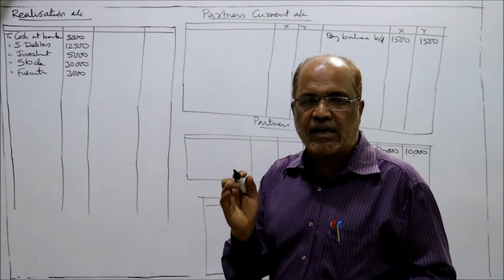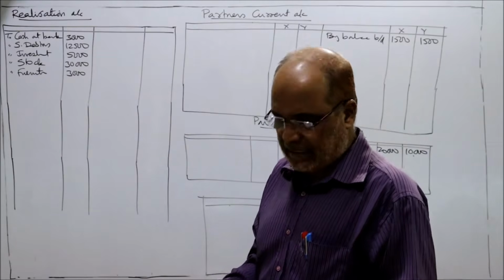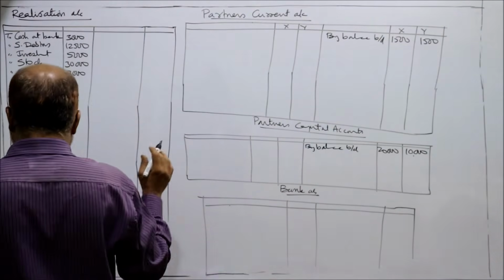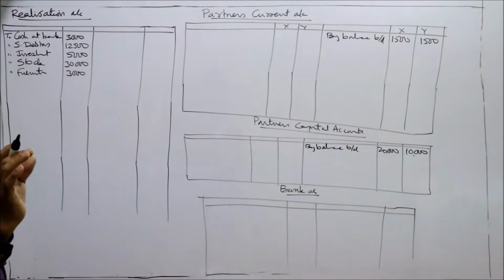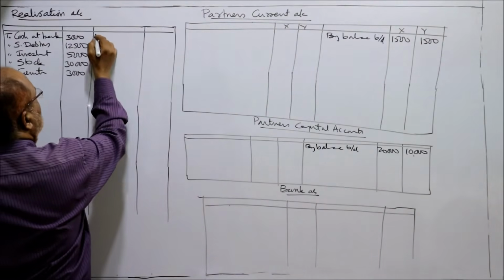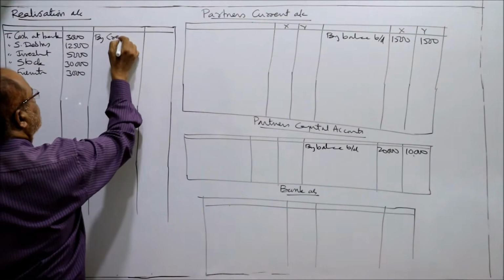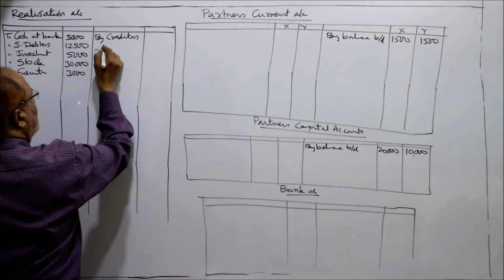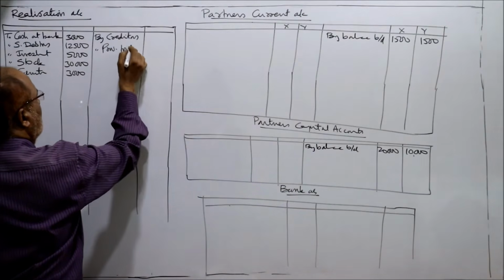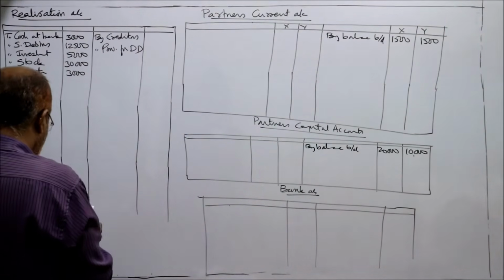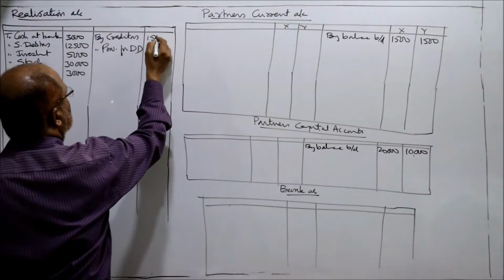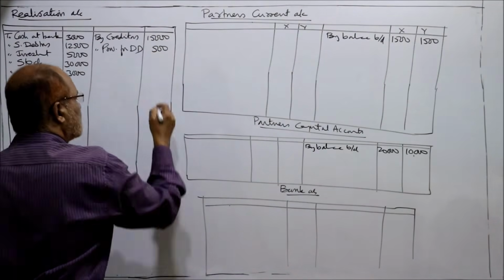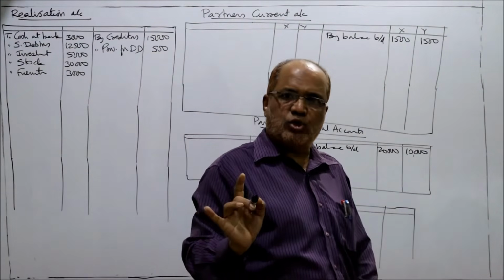Second entry, liabilities account debit, provision account debit to realization. So here creditors account debit, provision for doubtful debts account debit to realization. So by creditors, by provision for doubtful debts. Creditors 15,000 and here it is 500. Second entry we have posted.